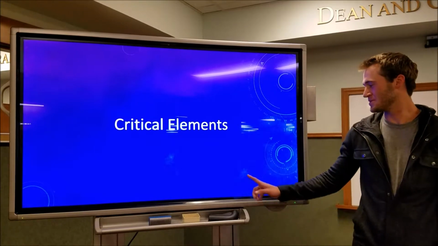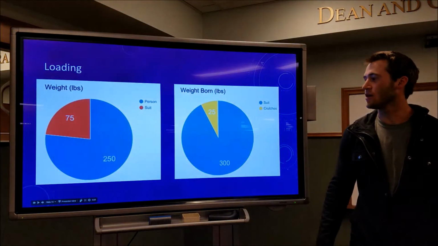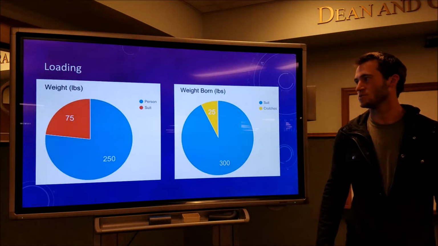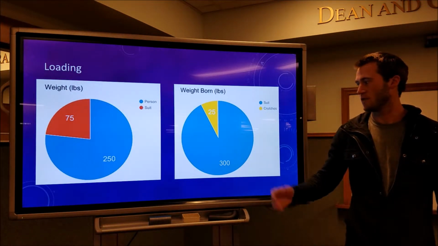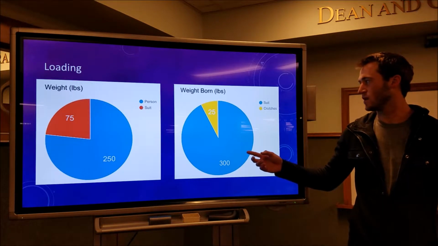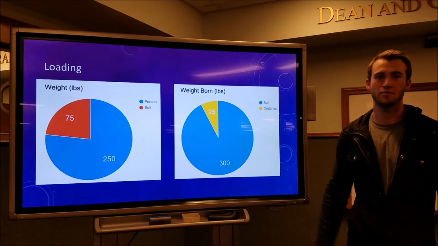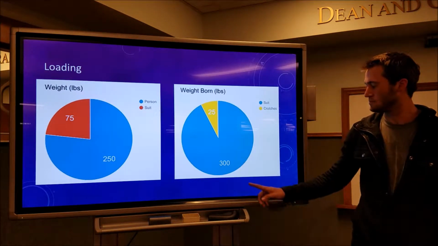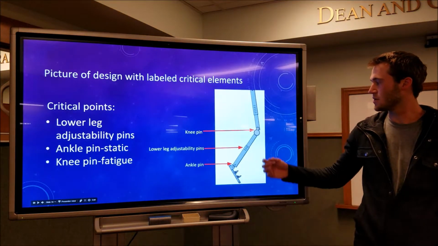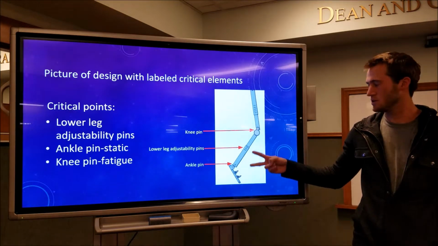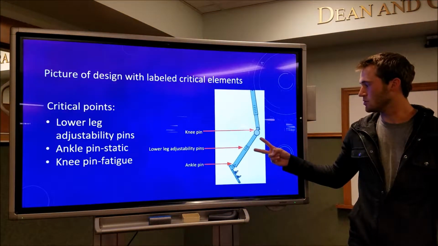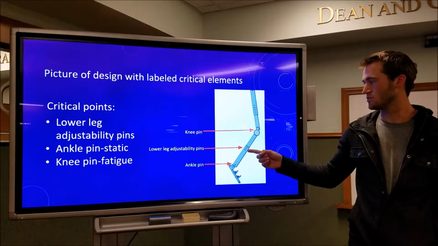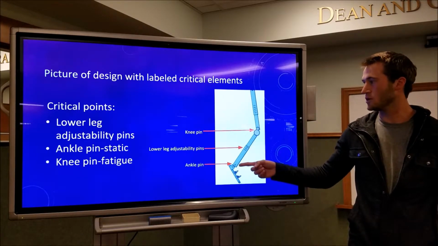These are our critical elements. To determine that, we used a 95 percentile, 250-pound person, and the suit is 75 pounds. That totals to be 325. However, 25 pounds is taken from the crutches, so our max load is 300 pounds. Picture of our design with the critical elements. We decided that the pins down low are going to be the most critical ones because they're the most weight bearing. And that's going to be the pin at the knee, the adjustability pins in the lower leg, and the ankle pin.